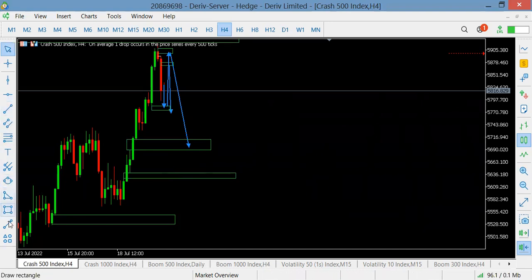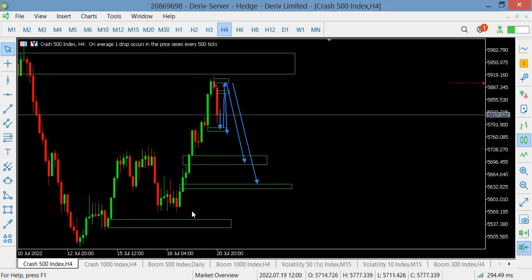This will be my first take profit, and this will be my second take profit. This will be my first take profit, this zone. And then this will be my second take profit once I see all the bearish confirmation to go short.